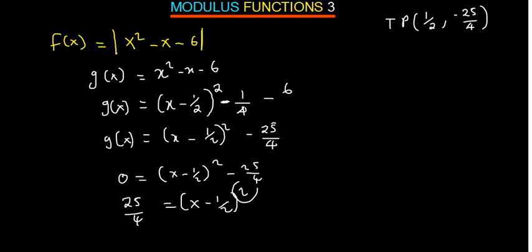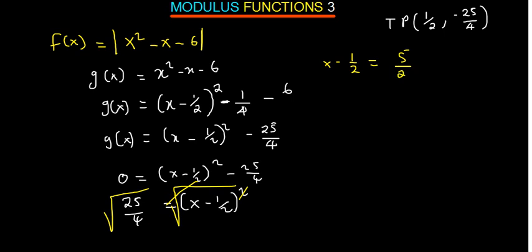Now for me to do away with this square, I'm going to square root both sides. So the square root and the square will cancel, so we remain with x minus 1 over 2, and that is going to be equal to, square root of 25 is a 5, and square root of a 4 is a 2.